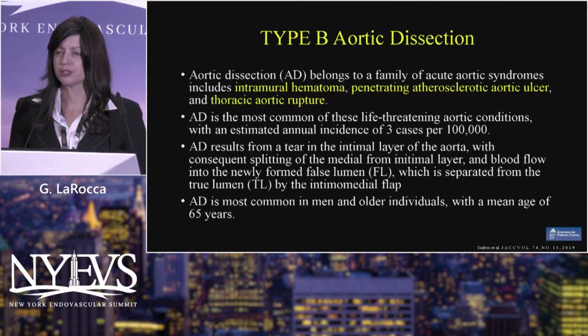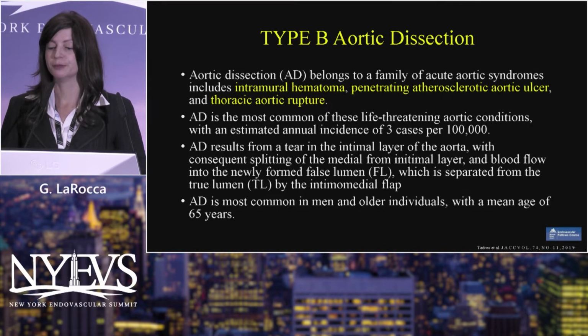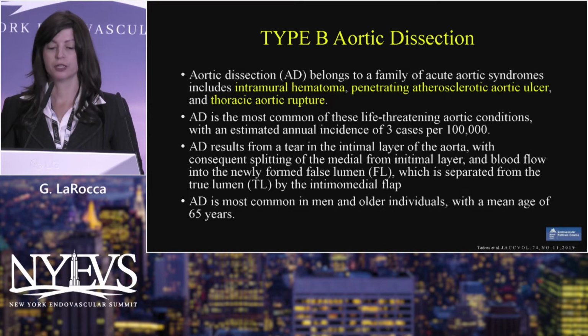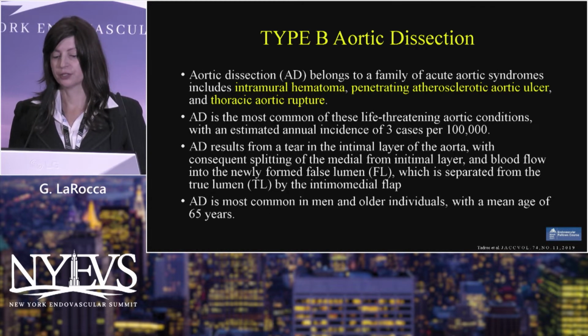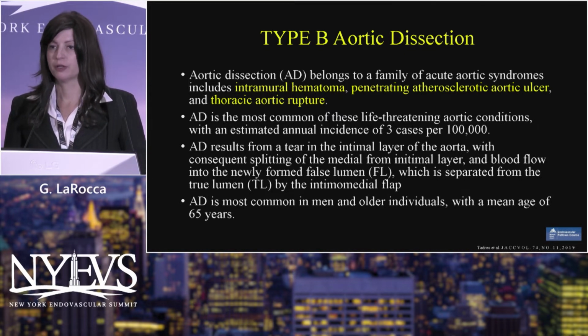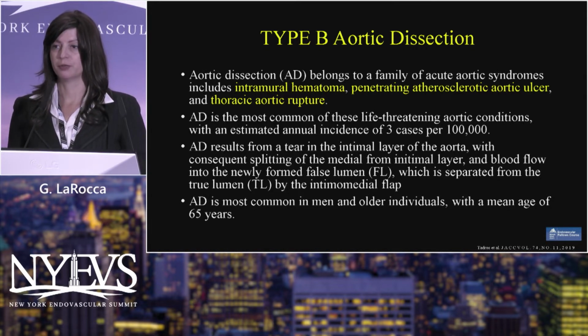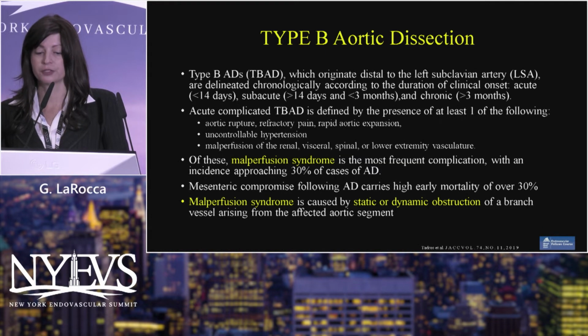We know that aortic dissection belongs to a family of acute aortic syndromes. This is not new to you: intramural hematoma, penetrating atherosclerotic aortic ulcer, as well as thoracic aortic rupture. We know that aortic dissection is the most common of these life-threatening aortic conditions. And the incidence is 3 per 1,000 patients that present. We know it results in a tear in the intimal layer of the aorta with consequent splitting of the media, forming a new false lumen separated from the true lumen by an intimal flap. It is most common in men over 65 years of age.